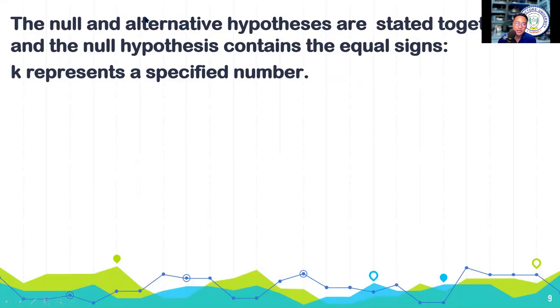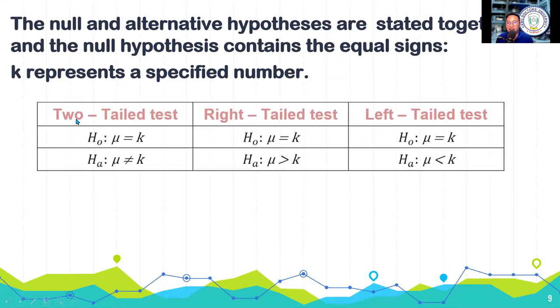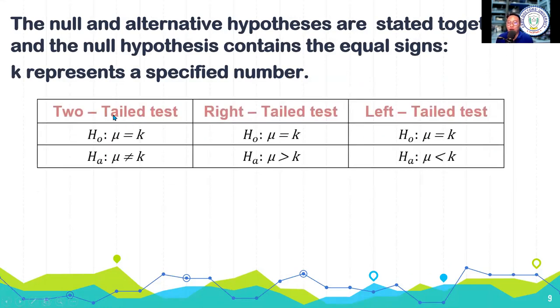So these are the different tests that we do with respect to the alternative hypothesis. Here are the following test types. We have the two-tailed test if your alternative hypothesis uses not equal to. We have the right-tailed test if your alternative hypothesis uses greater than. We have the left-tailed test when it uses less than.